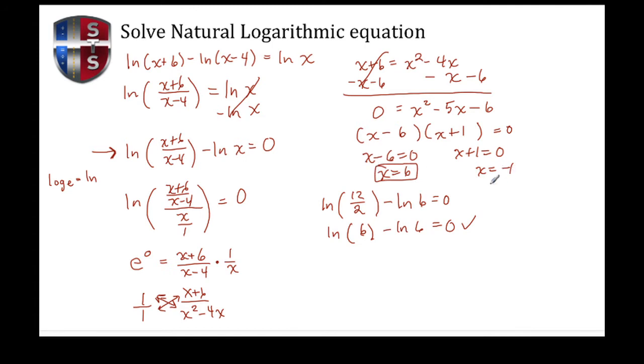Now let's test x equals negative 1. Again, back to this same equation here. Now natural log, I'm going to use negative 1 plus 6 to give me a 5, and then I have negative 1 minus 4 to give me a negative 5, minus the natural log of negative 1. At this point I can stop because I know that anytime I have a natural log or a log, I cannot take the natural log or log of a negative number. So I know that x equals negative 1 is an extraneous solution. My solution for this problem is only x equals 6.